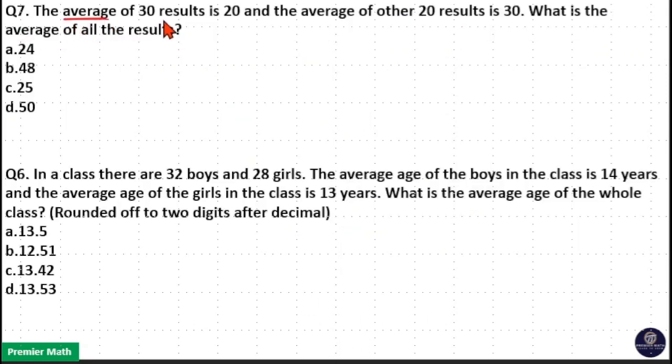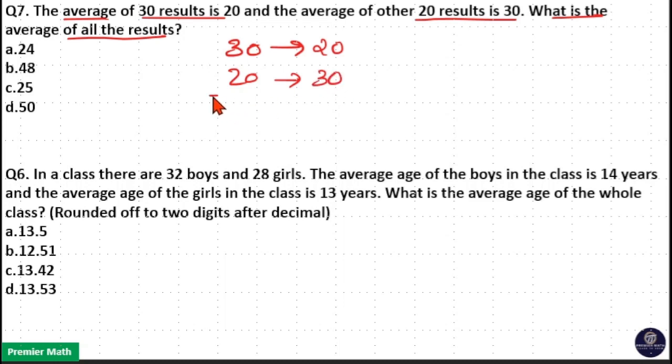The average of 30 results is 20 and the average of other 20 results is 30. What is the average of all the results? Here, the average of 30 results is 20 and the average of 20 results is 30. Now, we need to find the average of all the results, that is 30 plus 20, 50 results. Now, here 30 can be written as 20 plus 10. Now, the common average here is 20.